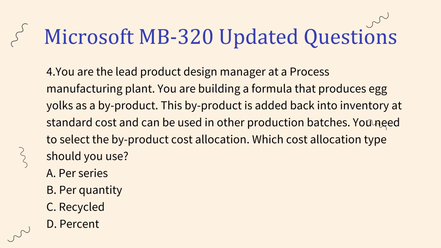4. You are the lead product design manager at a process manufacturing plant. You are building a formula that produces egg yolks as a byproduct. This byproduct is added back into inventory at standard cost and can be used in other production batches. You need to select the byproduct cost allocation. Which cost allocation type should you use? A. Per series. B. Per quantity. C. Recycled. D. %.